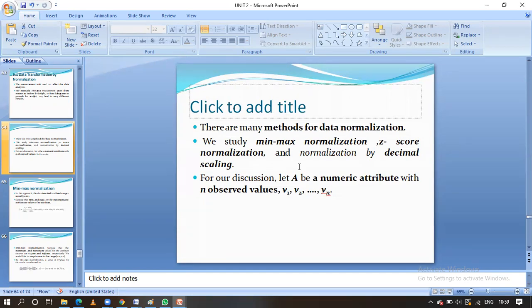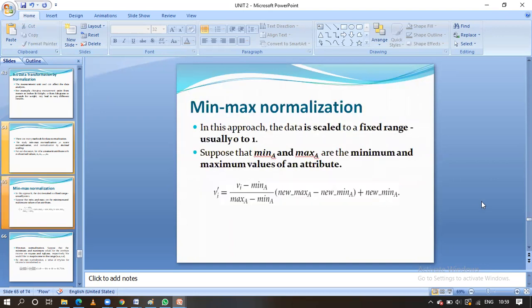Okay, simple. Here the numerical attribute values are v1 to vn, the name of that attribute is A, and there are n observations. How are we going to calculate min-max normalization, z-score normalization, and decimal scaling? This is the formula for min-max normalization.